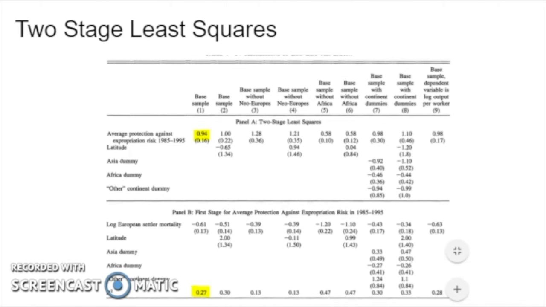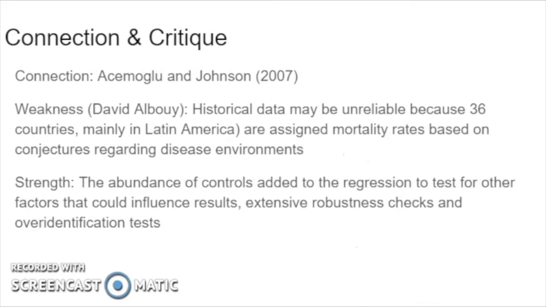By running a two-stage least squares regression, the authors show in the first stage that settler mortality explains 27% of the differences in institutions. In the second stage, they show the impact of institutions on income per capita is highly significant, with a coefficient of 0.94. The authors also run regressions with controls for variables such as identity of the colonizer, climate, and natural resources, and show that such variables are insignificant.